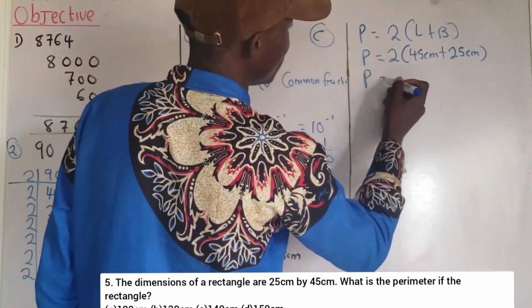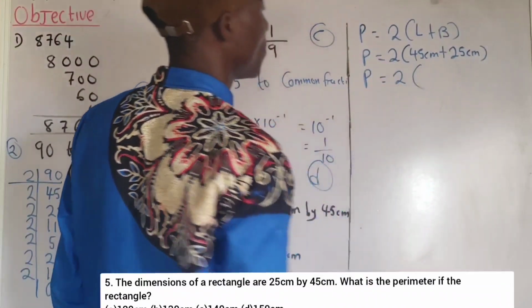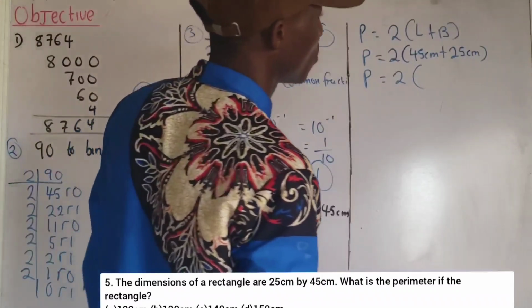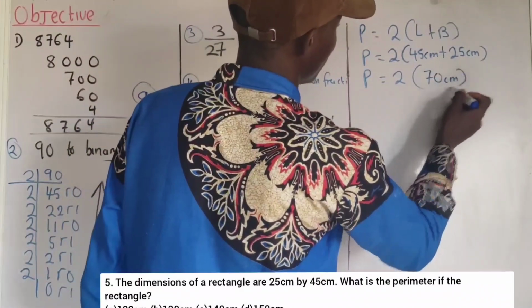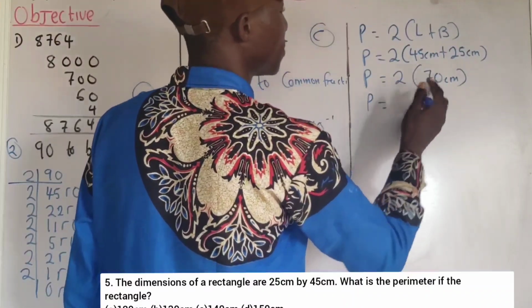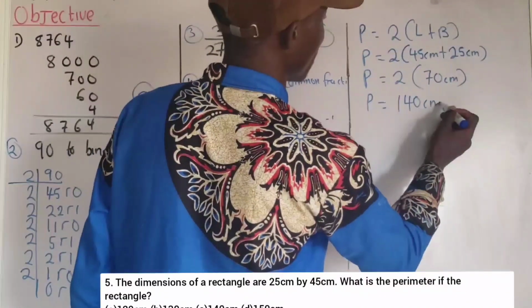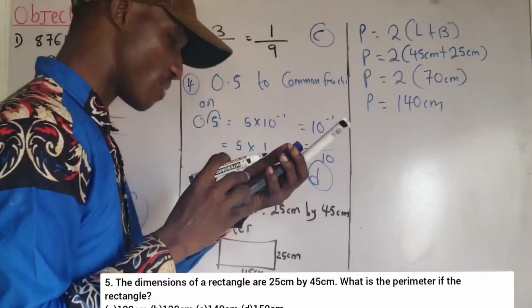For this, I'm going to have P is equals to 2, open the bracket, 45 plus 25, that is 70 centimeter. The perimeter is equals to 2 times 70 centimeter, that is 140 centimeter. Okay, the right option is 140 centimeter.